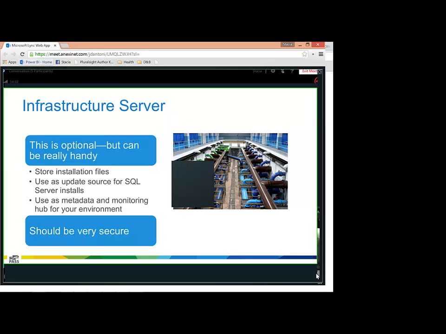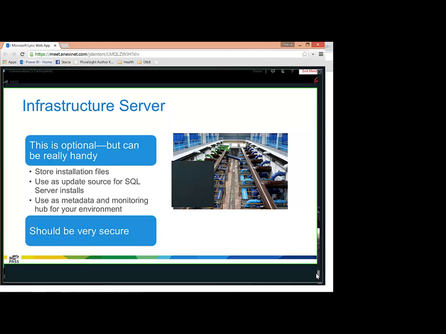But in addition to just collecting performance data and metadata about our databases, we stored our installation files there, so we drove all of our installs from those servers. We had one of these servers in each of our data centers, or at least a copy of the data using DFS, so we could keep our installs pretty fast. And we also set it as the update source, so we kept the install media there and we kept the update.